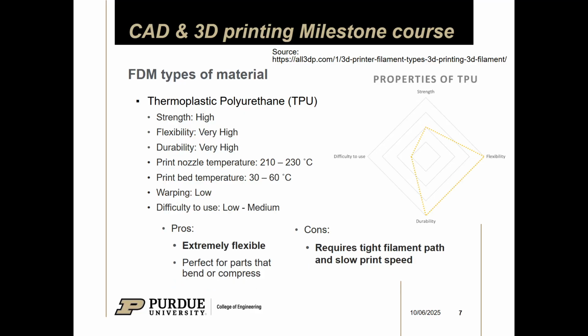Now on TPU. If you felt that ASA spool, it's a rigid material, and that's what most 3D printer filaments are made of. It's usually pretty rigid. But TPU is unique because it's very flexible.